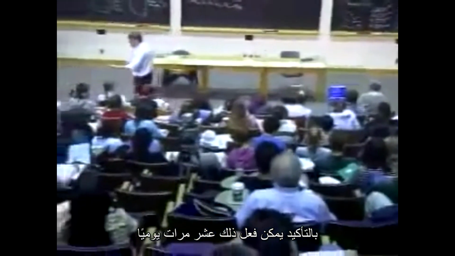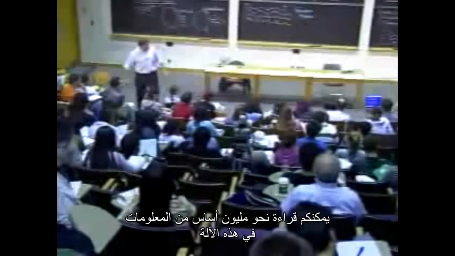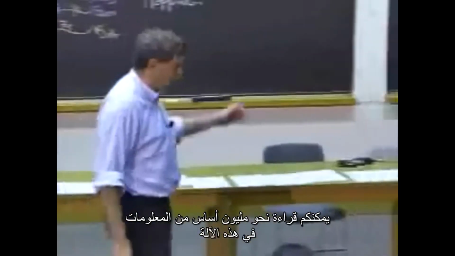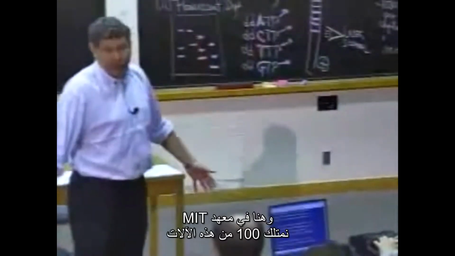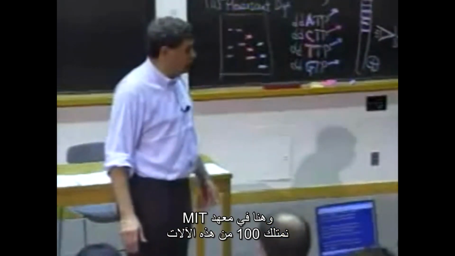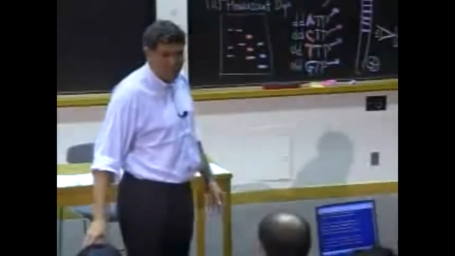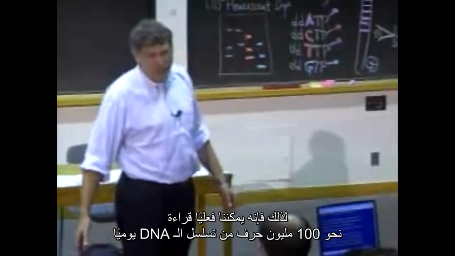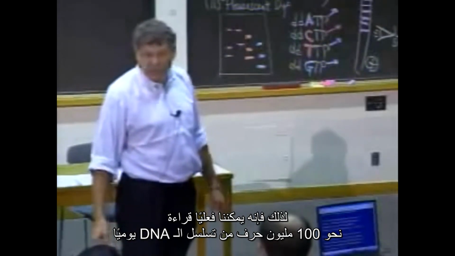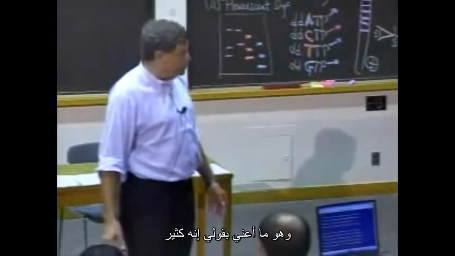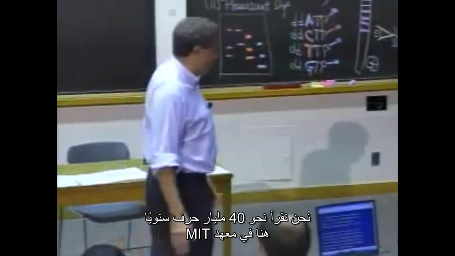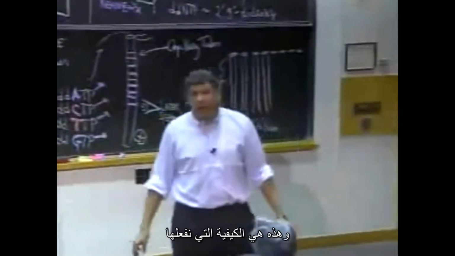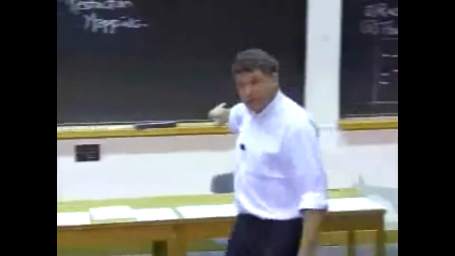Of course, you can do that 10 times a day. So you can actually read out 10 to the 6th, or about 1 million bases of information per machine. And here at MIT, we have 100 of these machines. So we actually can read out a little shy of 100 million letters of DNA sequence per day, which, I mean, it's a lot. We read about 40 billion letters per year here at MIT. And this is how we do it.